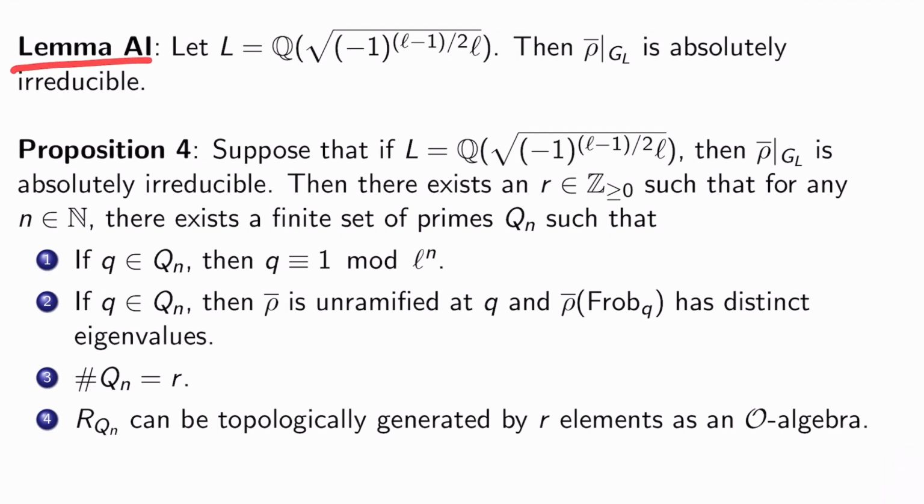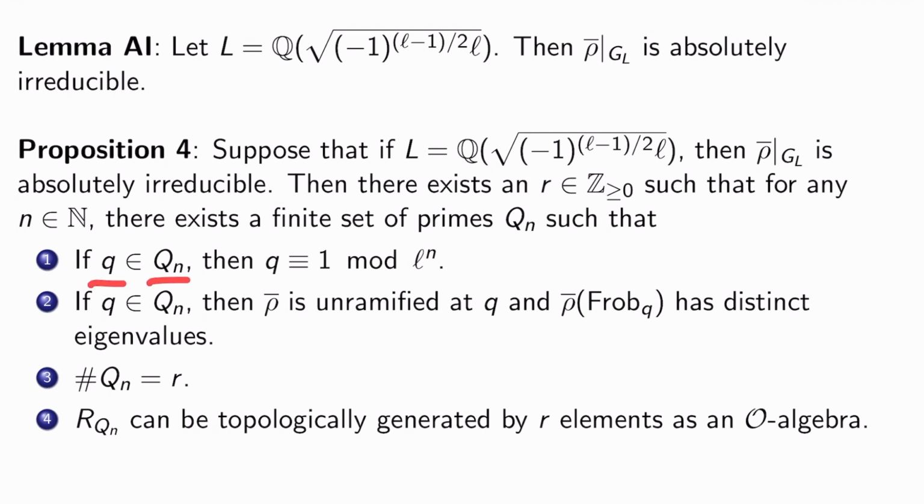So lemma AI from this chapter said the following. It said let L be Q adjoined the square root of -1 to the (L minus 1) over 2 all times L. Then rho bar restricted to the Galois group of L is absolutely irreducible. We also had proposition 4, which said that if L is this field here, suppose that rho bar when restricted to GL is absolutely irreducible, which this lemma guarantees. Then there exists, this was the magic R we called it, a magic non-negative integer R, such that for any natural number n, there is a finite set of primes Q sub n, depending on n, such that 4 things are true.